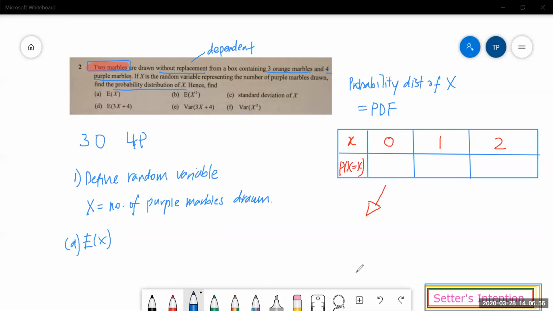How am I going to find 0 purple marbles? When I have 0 purple marbles, it means both marbles are what? Orange. Orange, right? Very simple. And remember, so it's 3/7 times 2/7. Then this one is when the marker will take marks from you. This is when the markers will take marks from you, something else. Remember, I mentioned this.